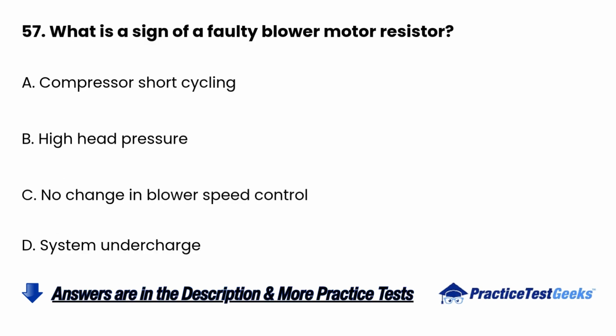57. What is a sign of a faulty blower motor resistor? A. Compressor short cycling. B. High head pressure. C. No change in blower speed control. D. System undercharge.